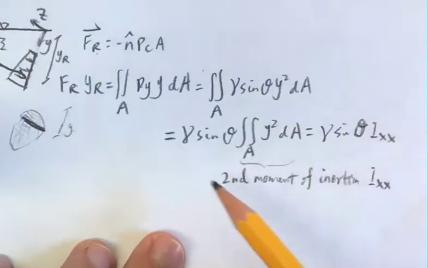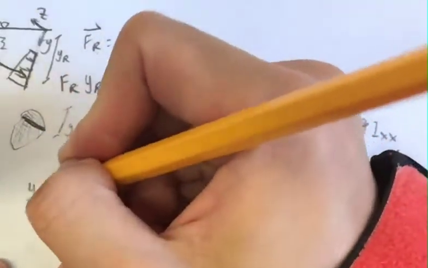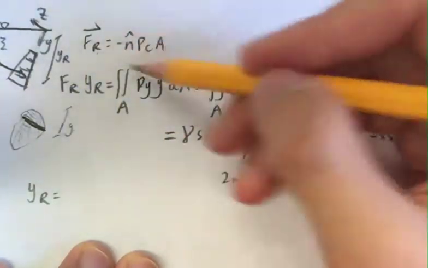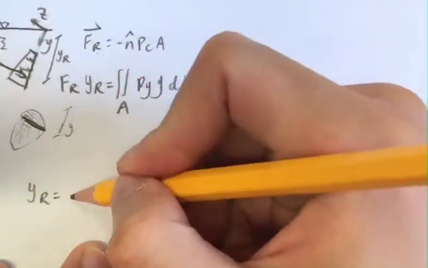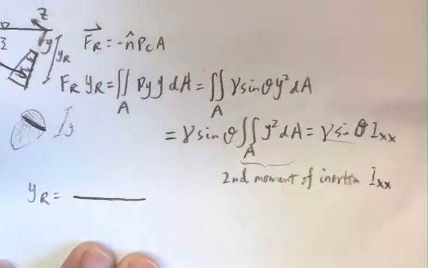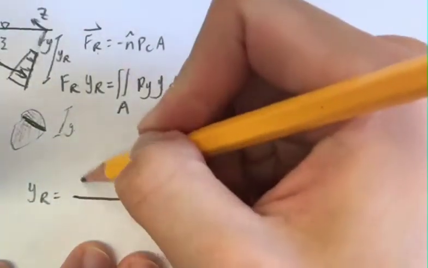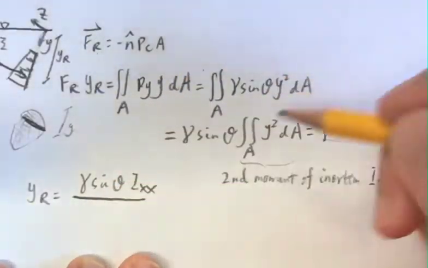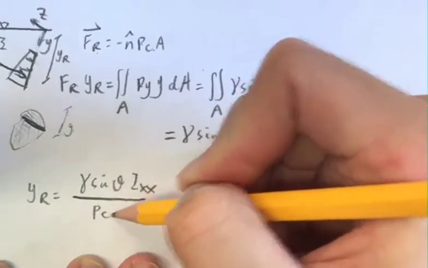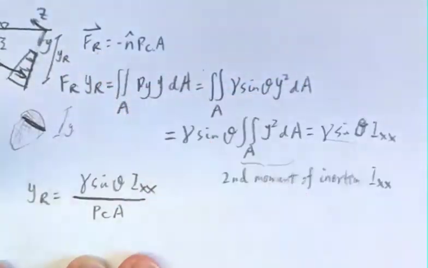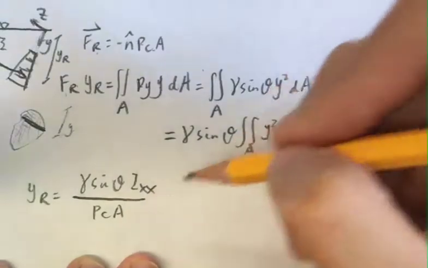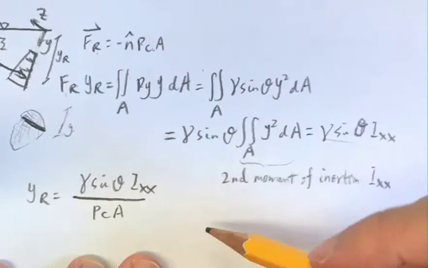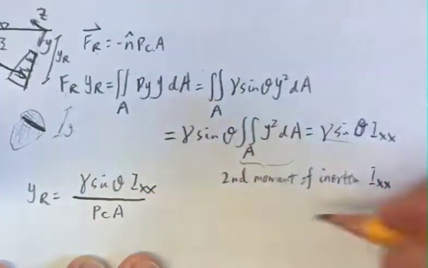So this will give us an expression of yr. yr is just this thing over Fr. Fr we know is this thing, right? So maybe we'll drop the arrow and just calculate the value. Gamma sine theta Ixx over this thing, PcA, right? PcA is the value of Fr. Okay, so actually this is our result. But we can process this a little.